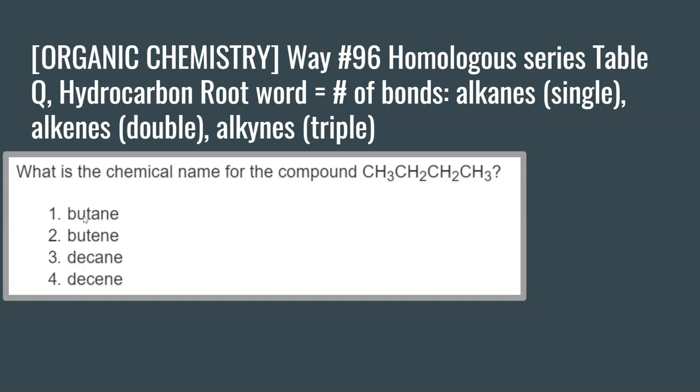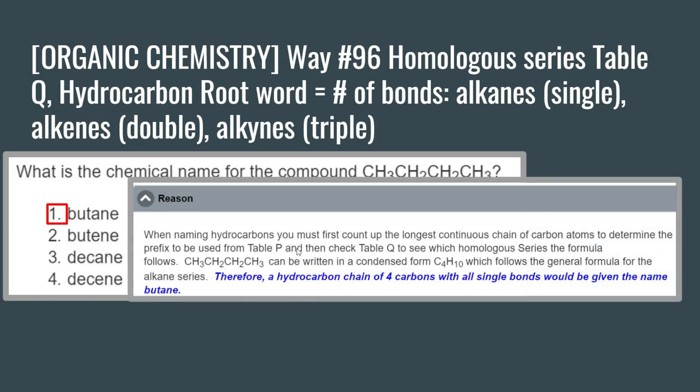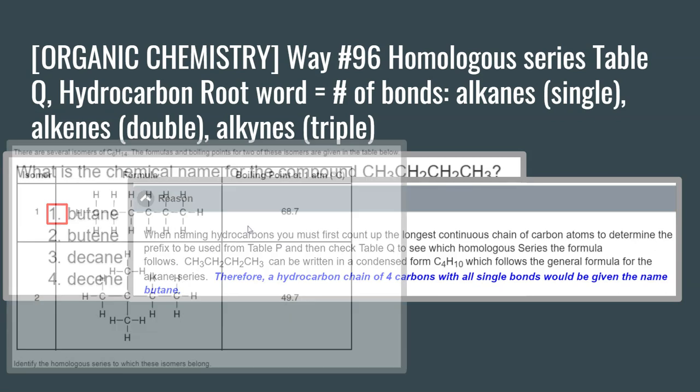Now, is this going to be butane or butene? In order to figure that out, we have to count the number of hydrogens. And we know that when we condense the formula into one simple molecular formula, it's C4H10, which has the general formula CnH2n+2. Here n is equal to 4. When we multiply by 2, we get 8, and add 2, we get 10. So in general, which homologous series does it fall under? It falls under the alkanes because it has 4 carbons, all with single bonds. And because it has 4 carbons, it has to be given the prefix but-. So this is butane.